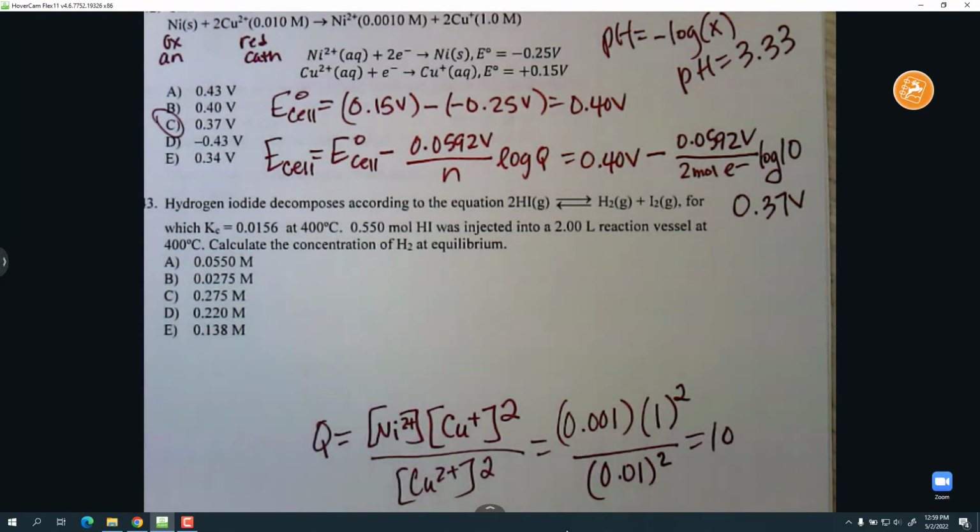So definitely a few steps in this one. The Nernst equation is not the simplest equation, so be ready for that.